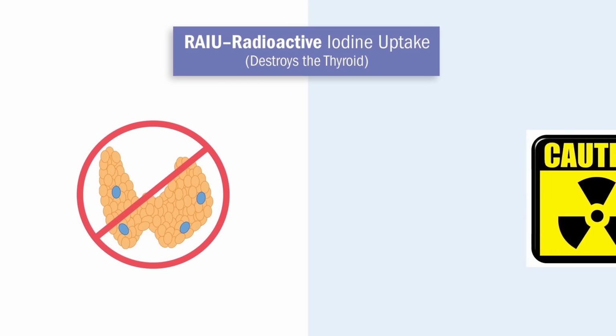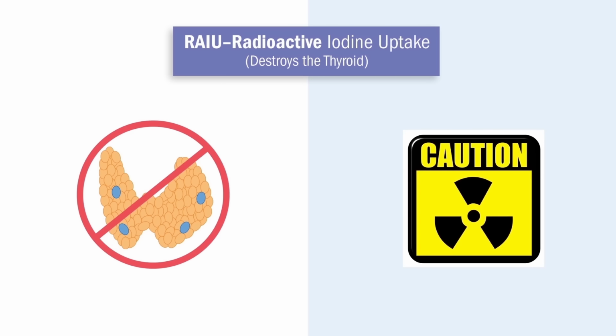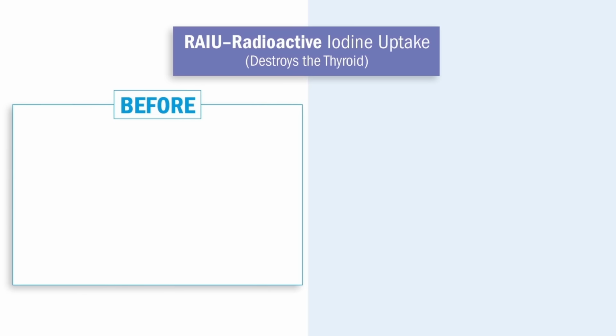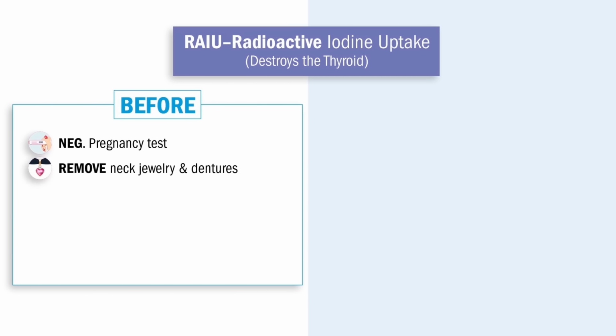Now again, guys, it's very toxic, making the patient like radioactive. So some common NCLEX select-all-that-apply questions always come from this section, guys. Write these down. Before giving, we always ensure a pregnancy test is negative. We always remove neck jewelry and dentures. That one came up a lot in the NCLEX here. And 5 to 7 days before giving this drug, we hold any anti-thyroid meds.